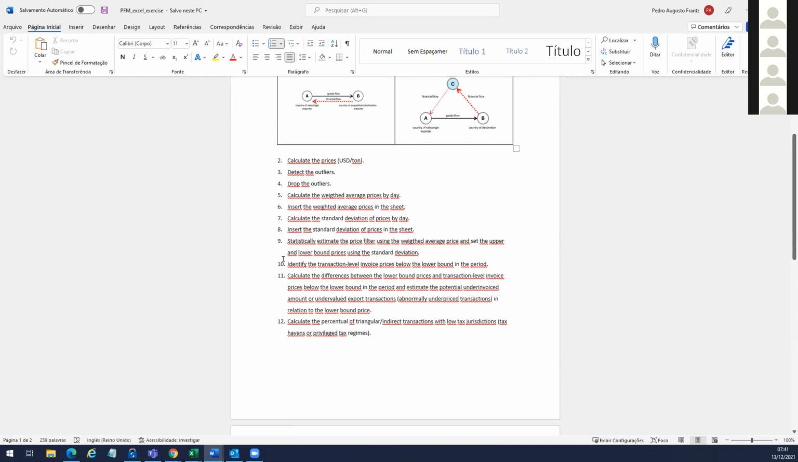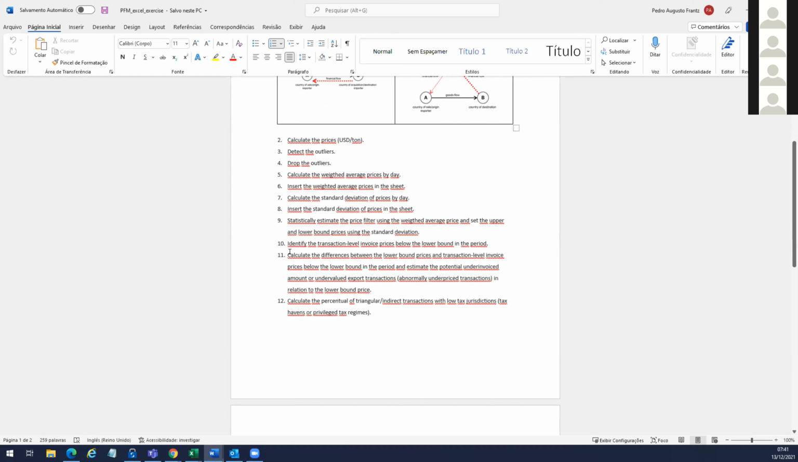Ten, identify the transaction level invoice prices below the lower bound price in the period. Eleven, calculate the difference between the lower bound prices and transaction level invoice prices below the lower bound in the period and estimate the potential underinvoiced amount or undervalued export transactions, abnormally underpriced transactions in relation to the lower bound price.